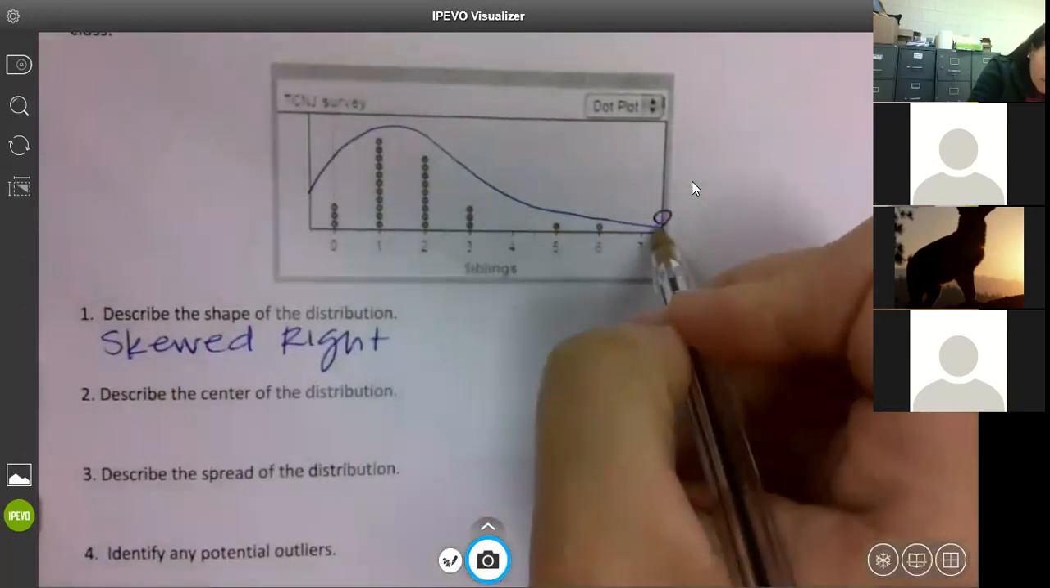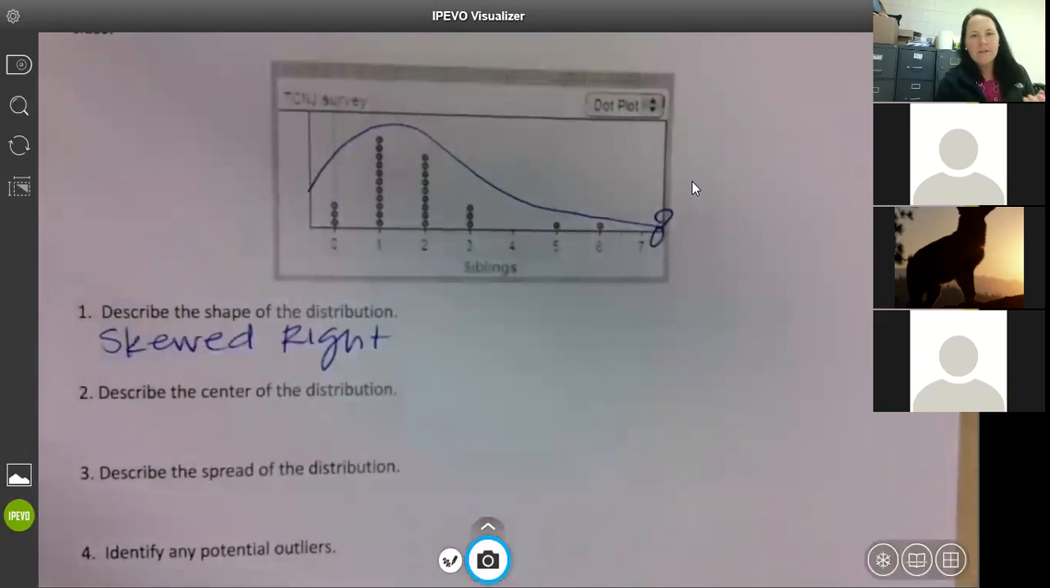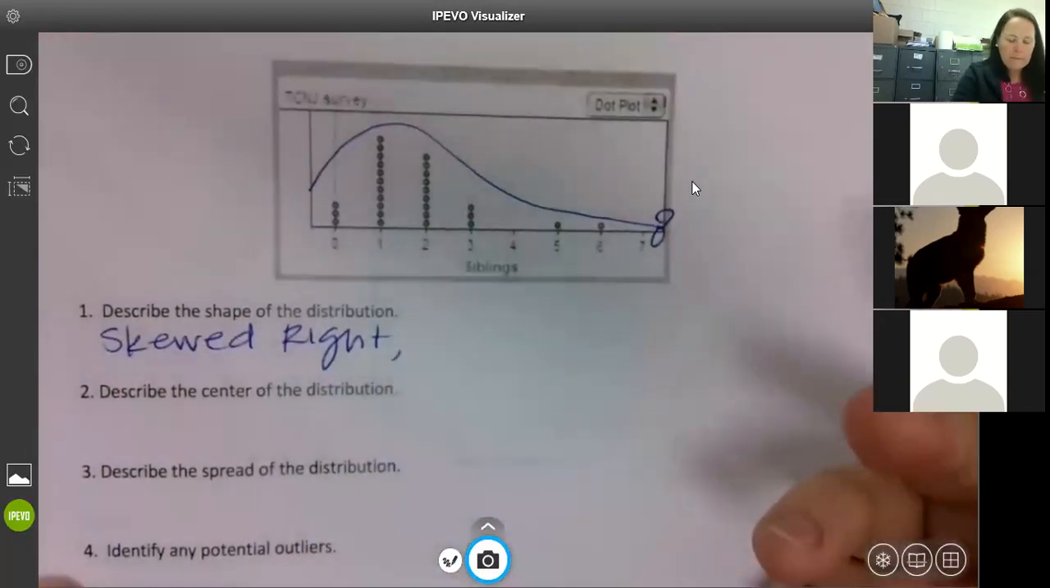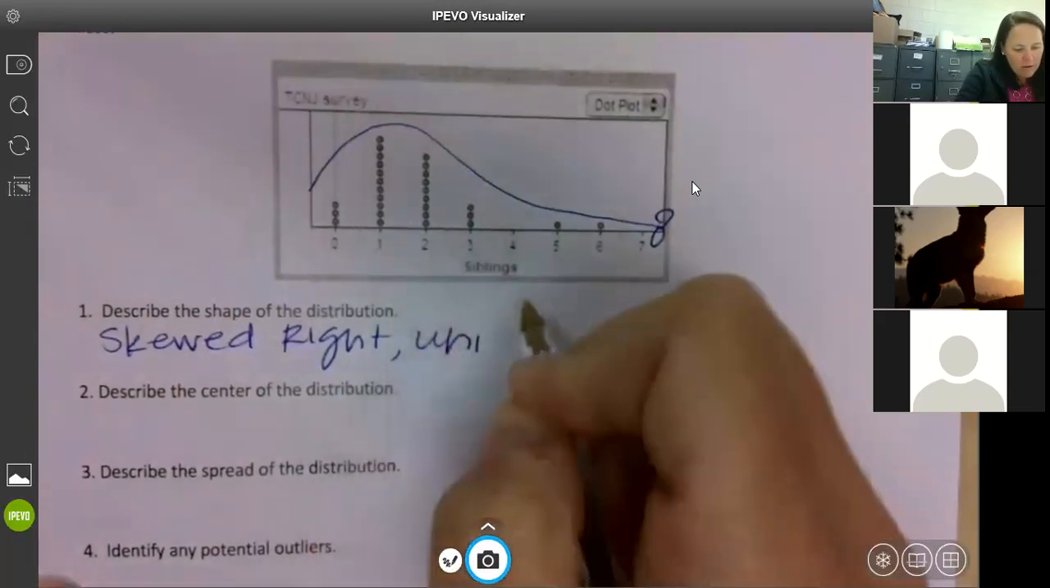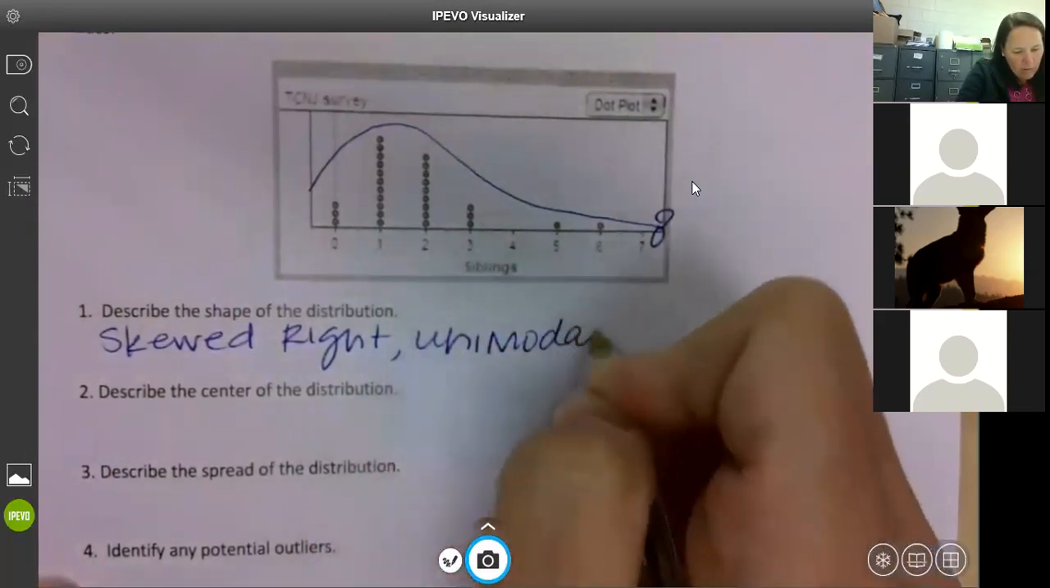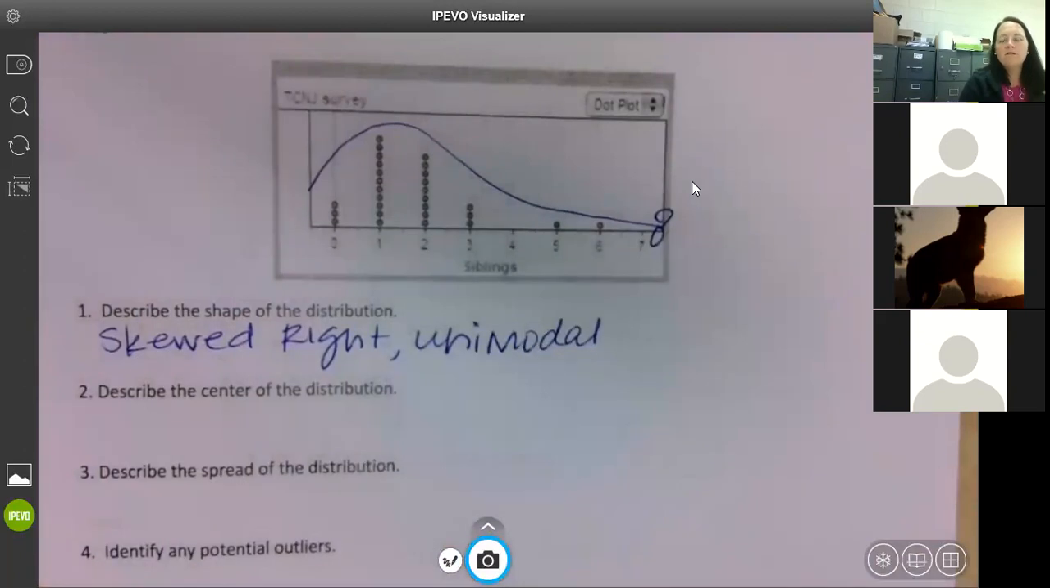we can see a clear tail over here. I won't always draw those tails. I'm just doing it to give you a visual. One more thing. It's got 1 peak. So that's called unimodal.